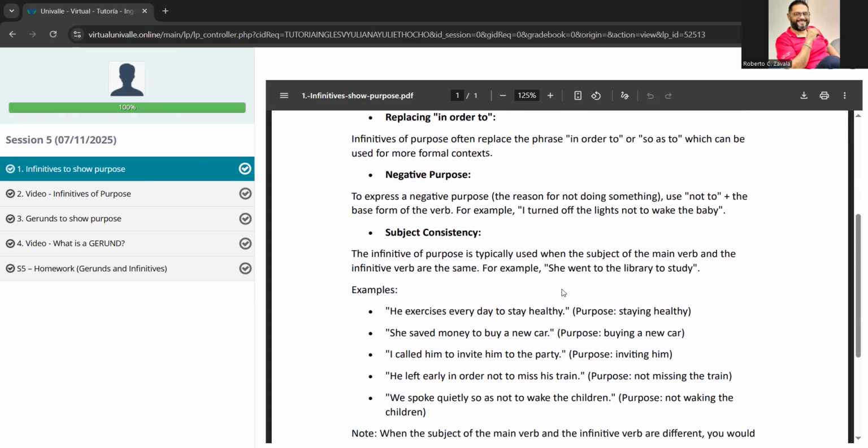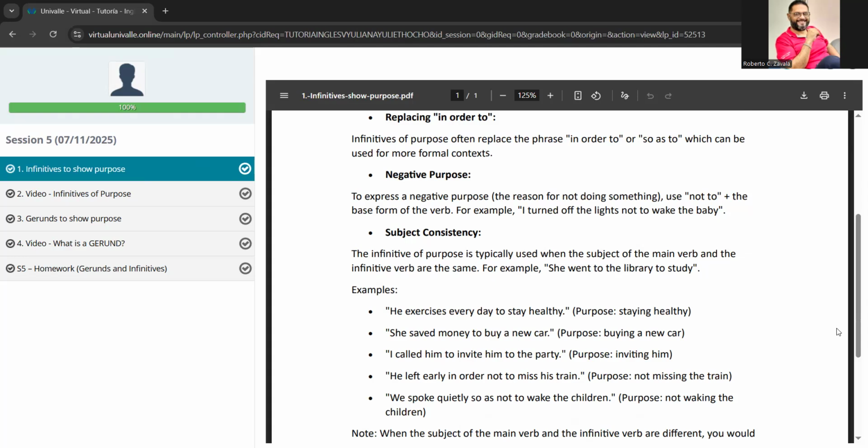Negative purpose. To express a negative purpose, the reason for not doing something, use not to plus the base form of the verb. For example, I turned off the lights not to wake the baby. So we have the negative form. We use not before to.